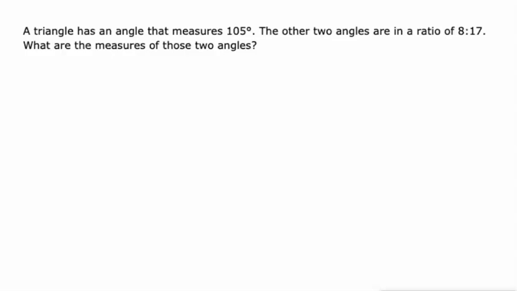So let's do this again. A triangle has an angle that measures 105 degrees. The other two are in a ratio of 8 to 17. So we'll do 105 plus 8x plus 17x equals 180. So the sum of all three angles is 180, and we're using that ratio to write the equation there, the 8x and the 17x.